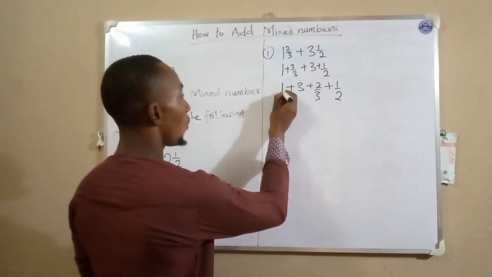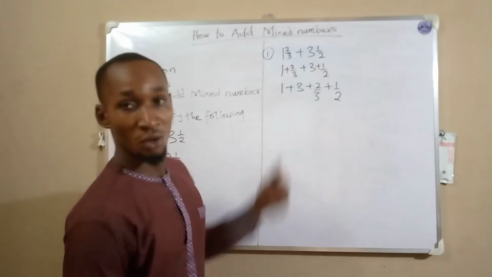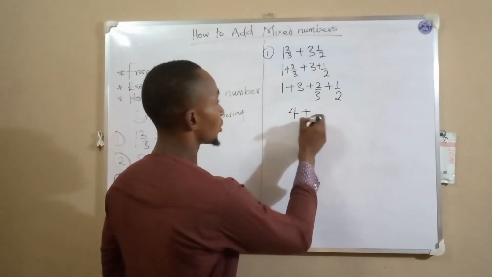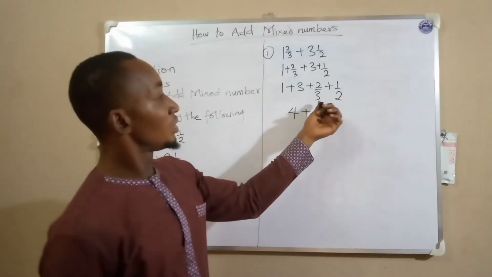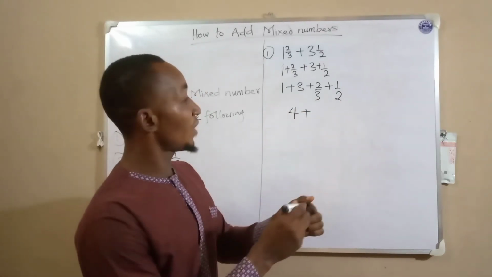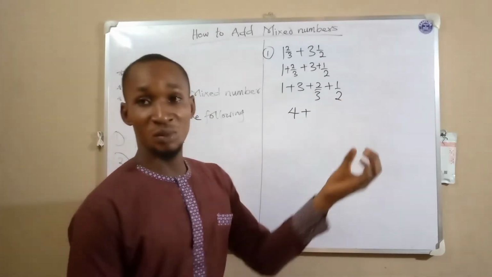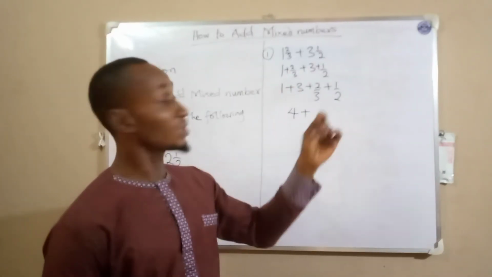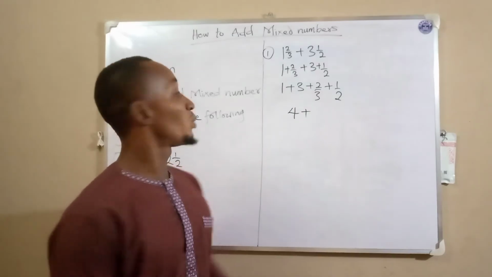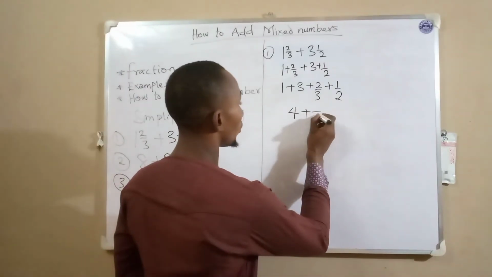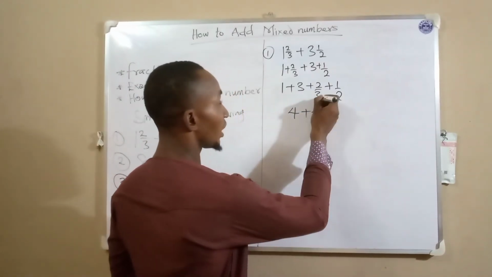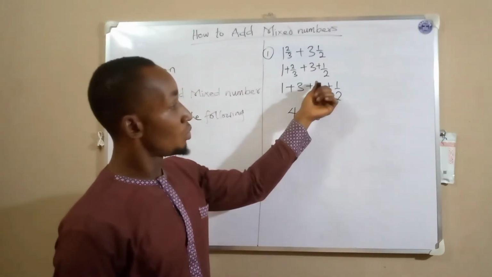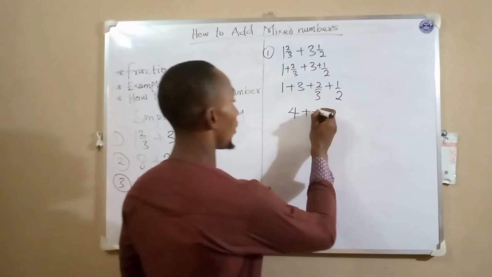So what next? To add the whole numbers together, 1 plus 3 is 4, plus these two numbers. For the LCM of these two numbers, you look for a factor that can divide by 3 without remainder, and that same factor will divide by 2 without remainder. That number is 6. That factor divided by 3 is 2. 6 divided by 3 is 2. Multiplied by 2 is 4.